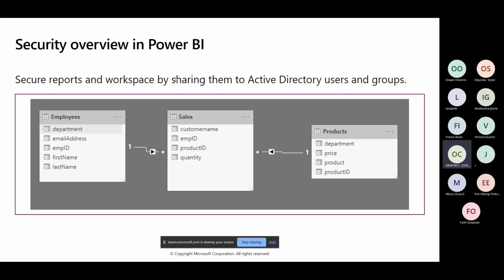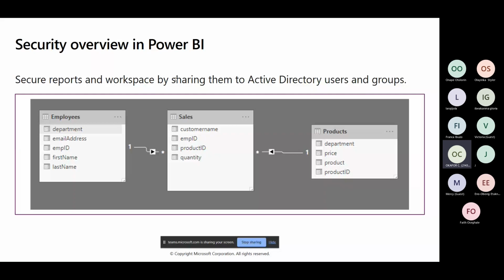Let's take, for example, you have the sales department, and you have other departments. Let's just assume you have the logistics department. You don't want the logistics department to see what is happening in the sales department. You don't want the sales department to see what is happening in the logistics department, and so on and so forth. That is where row level security comes into play.